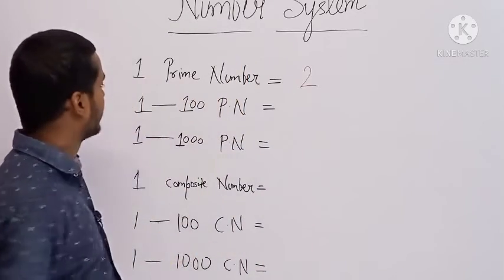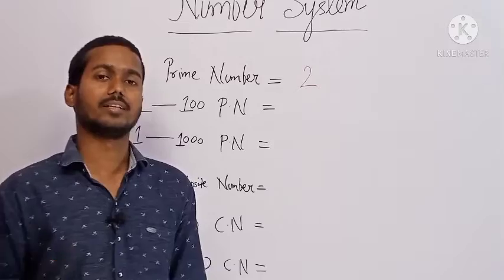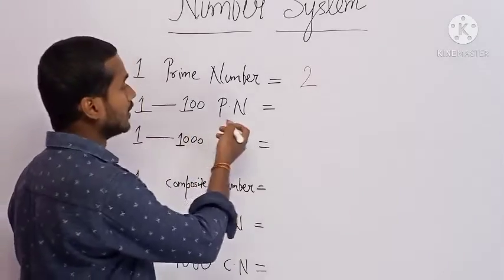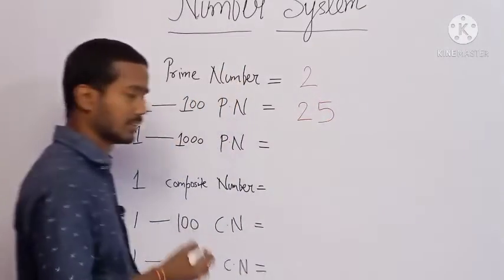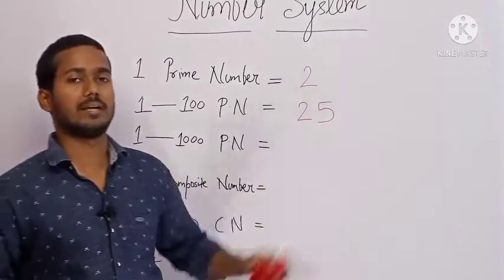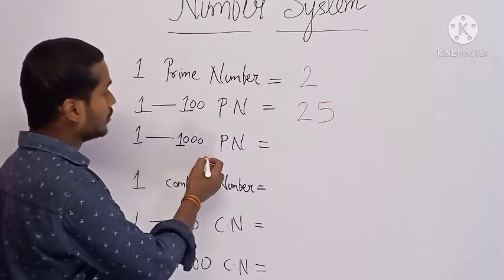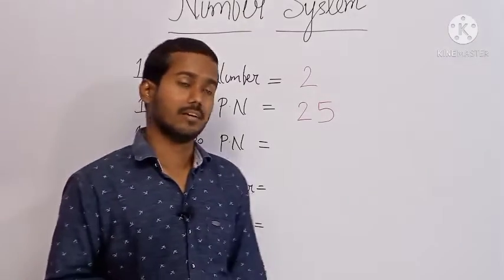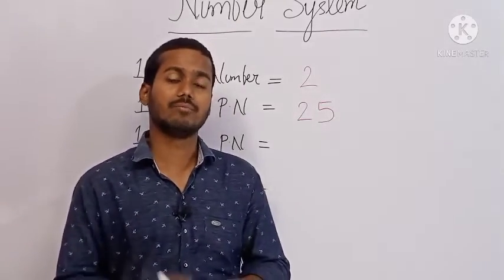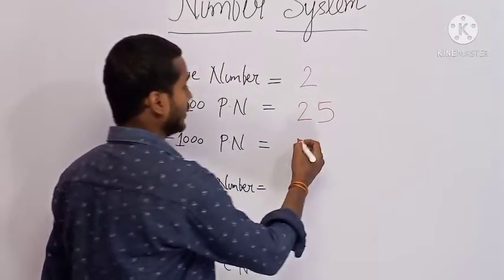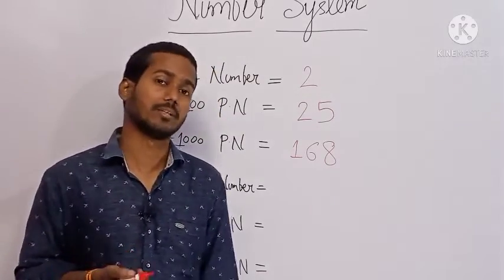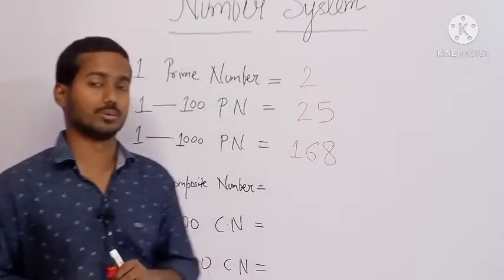And in many examinations, it is also asked how many prime numbers are there between 1 to 100. So always remember that between 1 to 100 there are 25 prime numbers. Between 1 to 1000, how many prime numbers are there? If someone asks you how many prime numbers exist between 1 to 1000, then you can say there are 168 prime numbers.